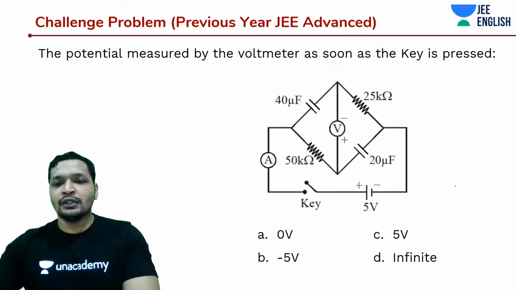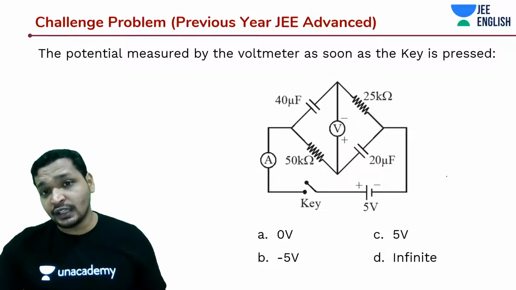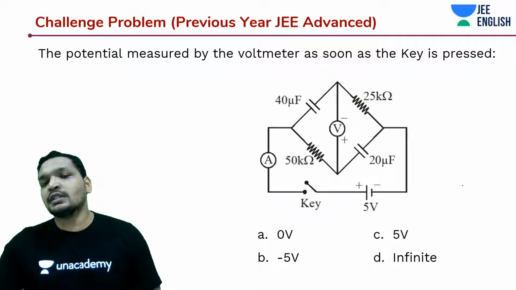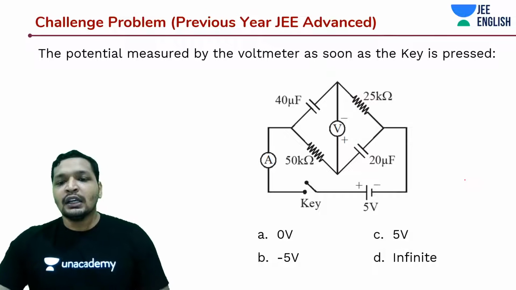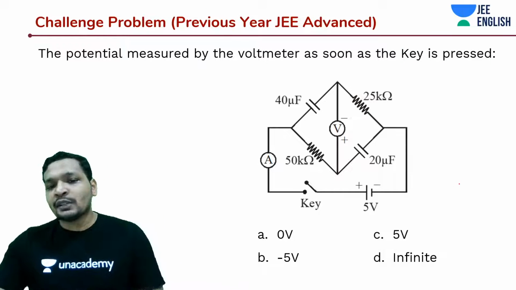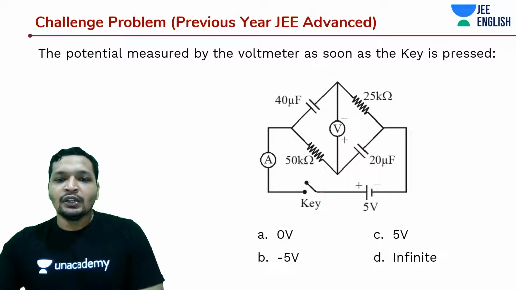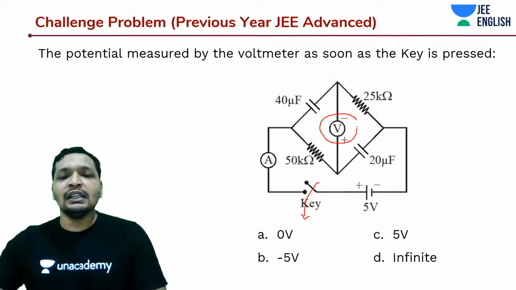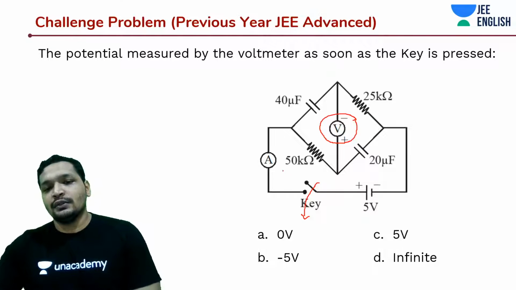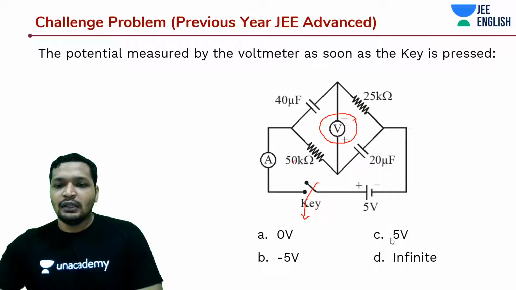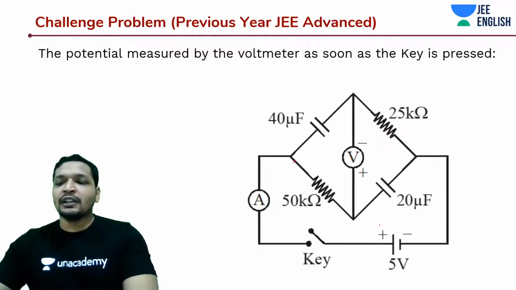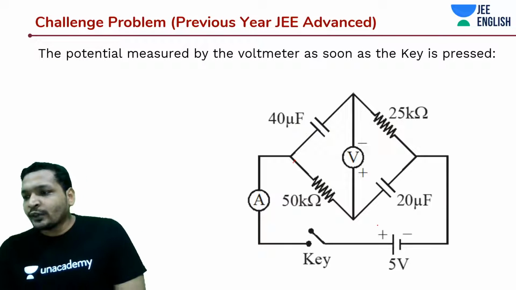Anyway, take down the notes, students. So this is a JEE Advanced question. This is one part of it, go and solve the rest of the parts. They are very, very interesting. This is based on some concept that we discussed earlier. So I'm asking you, what is the potential across this voltmeter as soon as the key is closed? Observe the diagram carefully, students. What should be the potential? I'll give you a bigger diagram, so try to guess it, students.